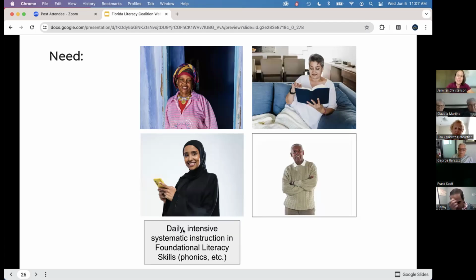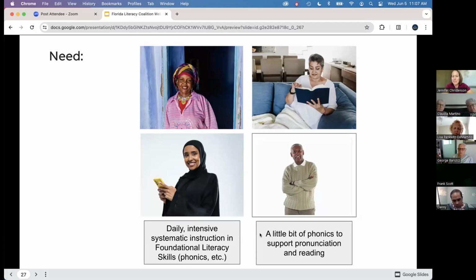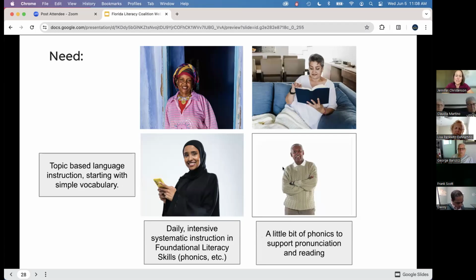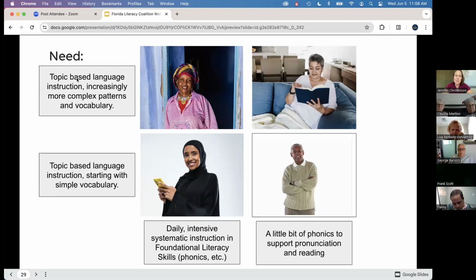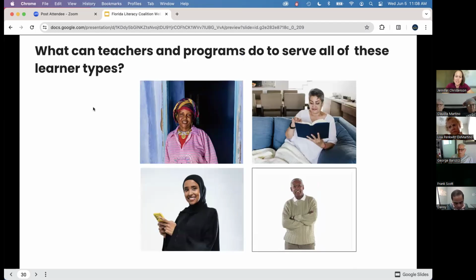So these two students need daily intensive systematic instruction in foundational literacy skills, including things like phonics. These two students may need a little bit of phonics instruction to support pronunciation and reading, but they don't need the same kind of intensive systematic instruction that these students need. And then these students who are at the very earliest stages of speaking, they need topic-based language instruction starting with the very most simple vocabulary. And then these students, they still need topic-based language instruction, but they need more complex patterns and vocabulary. So within the realm of teaching beginning English language learners, it's really very complex.